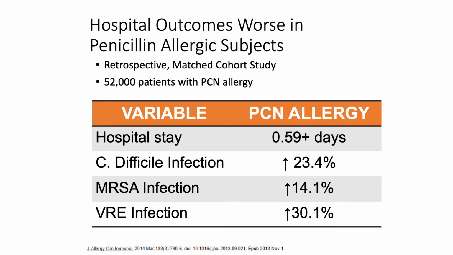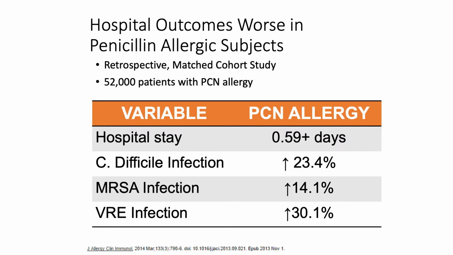where they have access to one EMR that connects multiple hospitals together, and they did a retrospective matched cohort study. So they looked at 52,000 patients, so that was the sample, and compared them to another 52,000. So this is like 100,000 patients reviewed. And they looked at patients with penicillin allergy and compared them to their cohorts that do not have penicillin allergy.